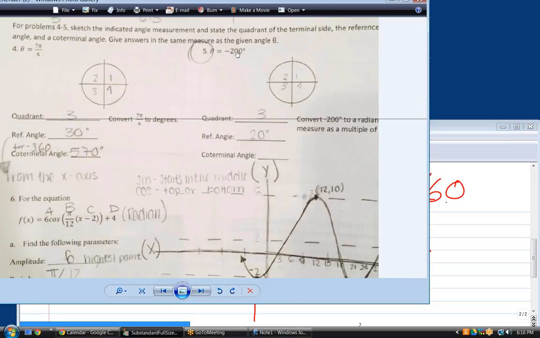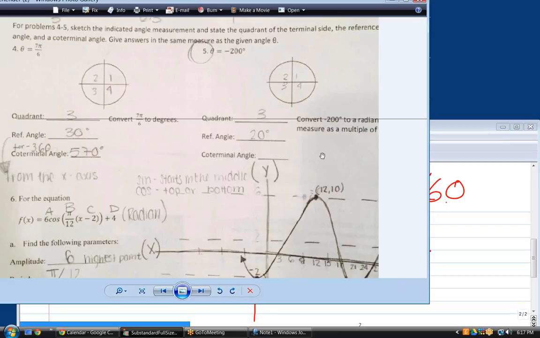In other words, this one's really easy. We just add 360, so 160 is the coterminal angle. Okay. So was I right with the angle on number 4? What is that? 210 plus 360? Yeah. Okay, and then in other words, number 4 is 210. Okay. And number 5, 160 is a coterminal angle.